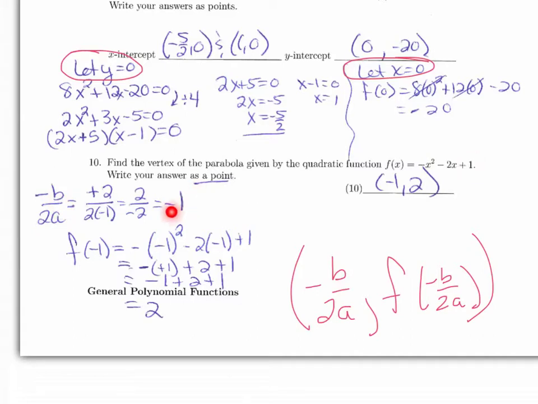Once you get that negative 1, you have to substitute it back in and get the y value. Remember, a vertex is an ordered pair, so you have to have this y. When you do that, you get negative 1 comma 2.